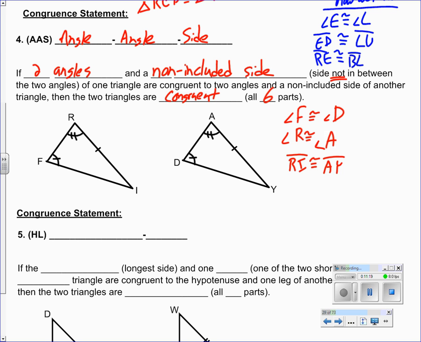So that's enough information for us to say that these two triangles as a whole are congruent. So triangle FRI congruent to, matching the same order, triangle DAY on the right, and the reason we give for that is angle angle side. So once we check those 3 pieces, we know the triangles are congruent. We know the remaining 3 pieces are also congruent.